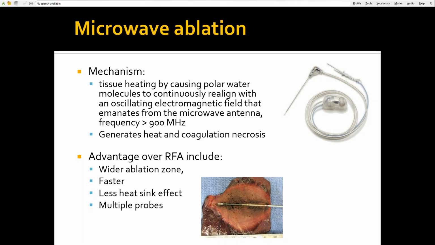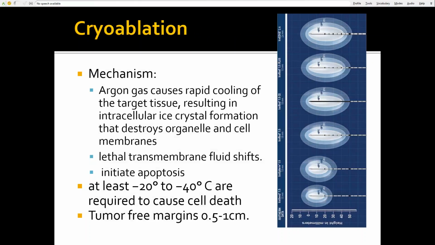Sometimes it's nice because you can use multiple probes in order to treat tumors, and in general you get less of a heat sink effect. So this is becoming more popular as well to treat tumors. And lastly, we'll go through cryoablation.